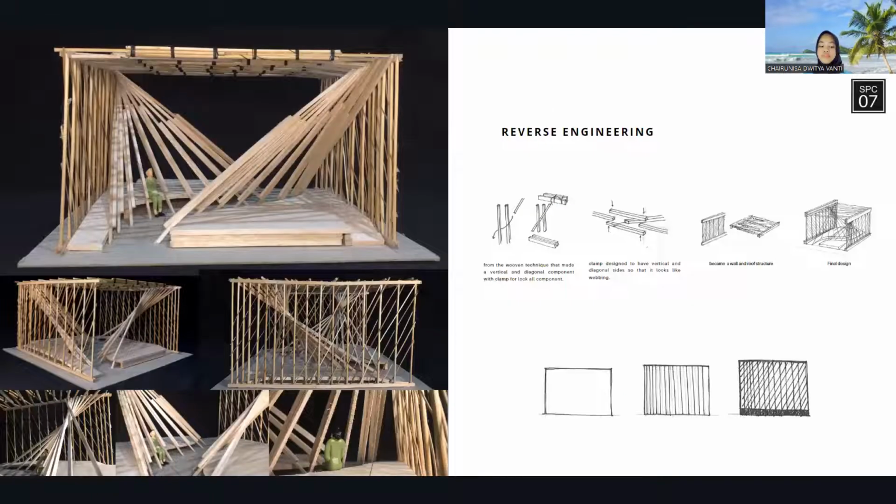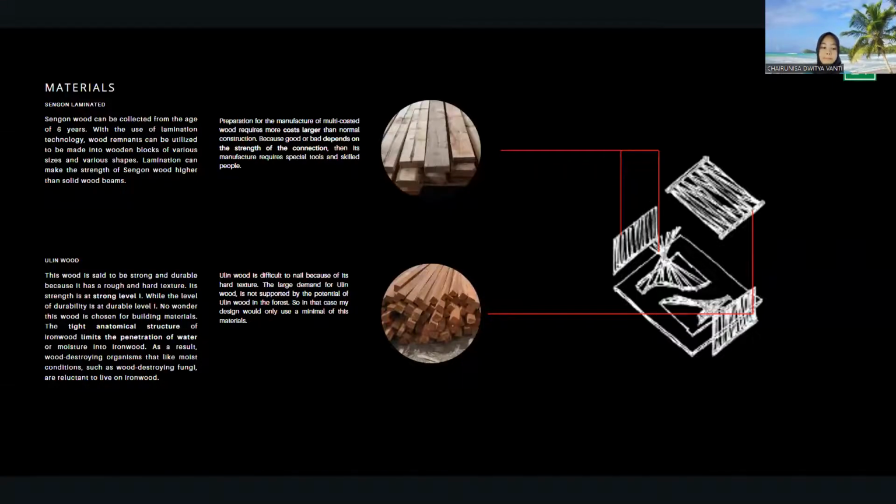Getting into the reverse engineering for this pavilion design, from the woven technique that made vertical and diagonal components with a clamp to lock all the components, I decided to make a clamp design with vertical and diagonal sides so that it looks like a webbing and becomes a wall and roof structure and turns into the final design. A design that will be used in several materials such as zinc and laminated wood, and the second material is woolly wood.